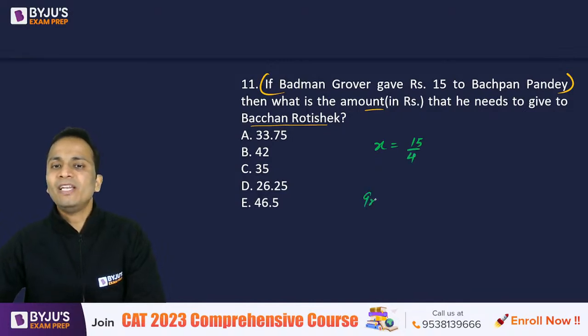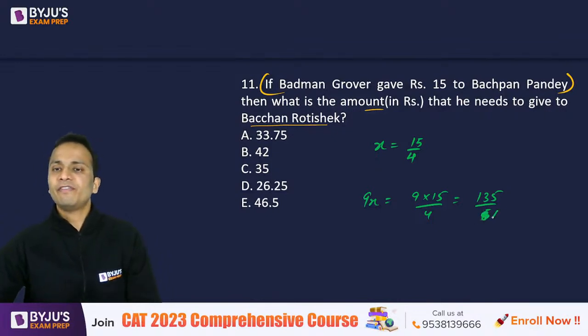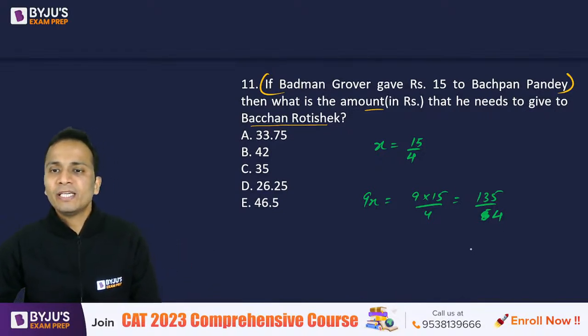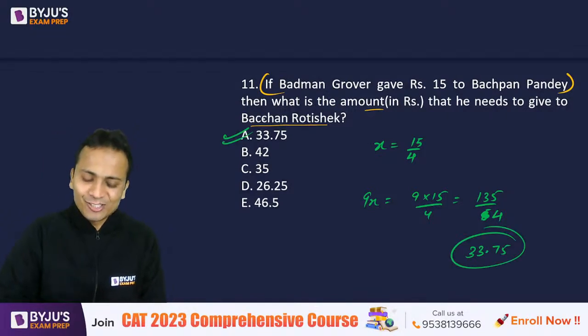So what will be the value of 9x? 9 into 15 divided by 4. That is 135 divided by 4. So 135 divided by 4, अब calculate कर सकते हो कितना होगा? So it is 33.75. And yes, we have among the options, correct answer is option A.